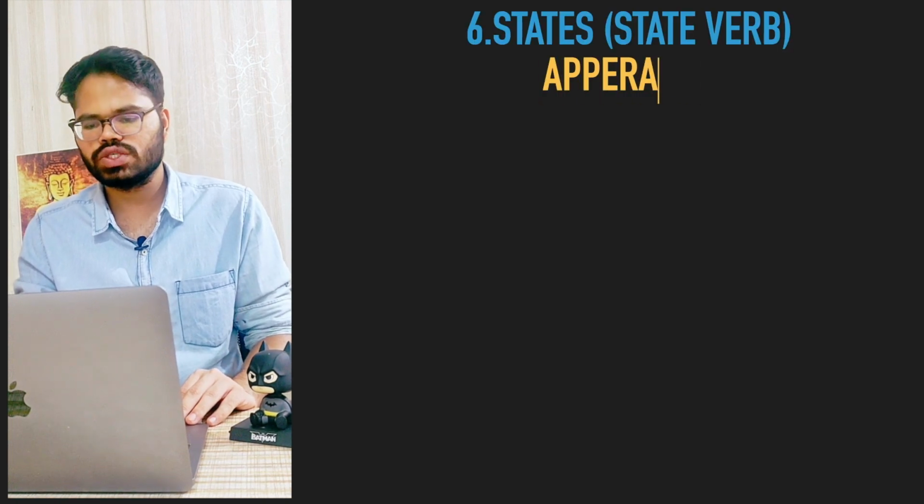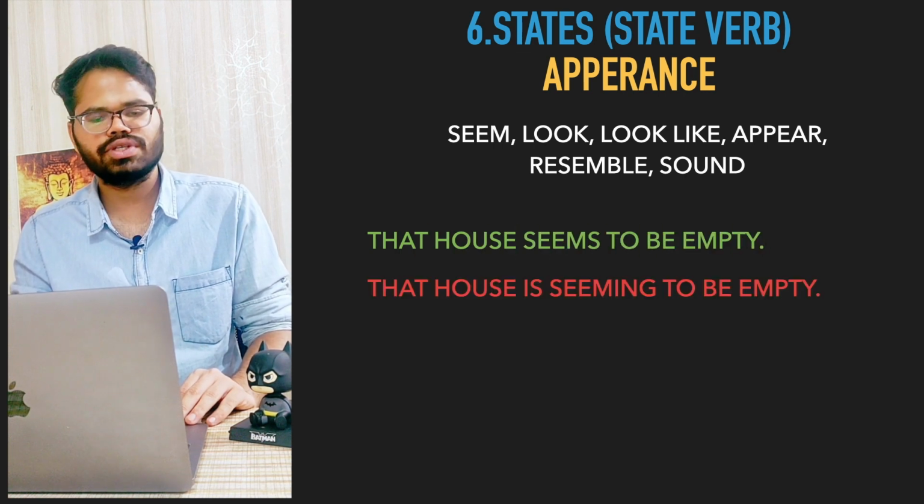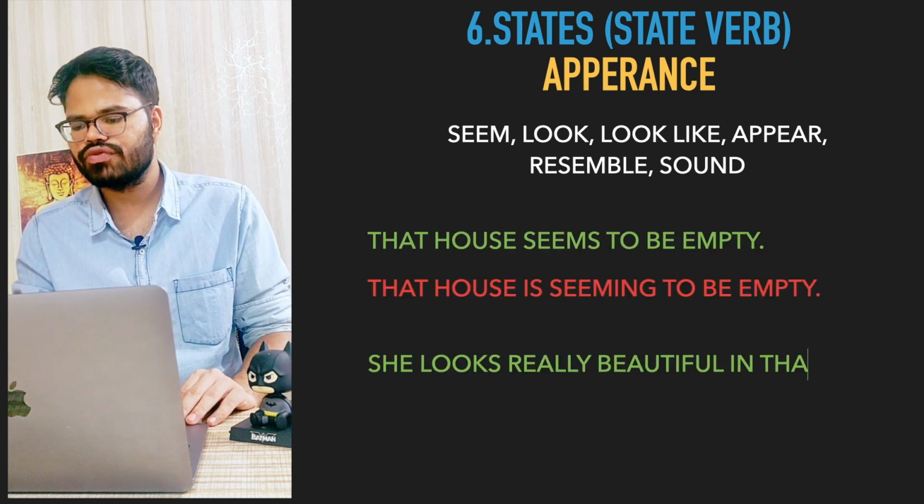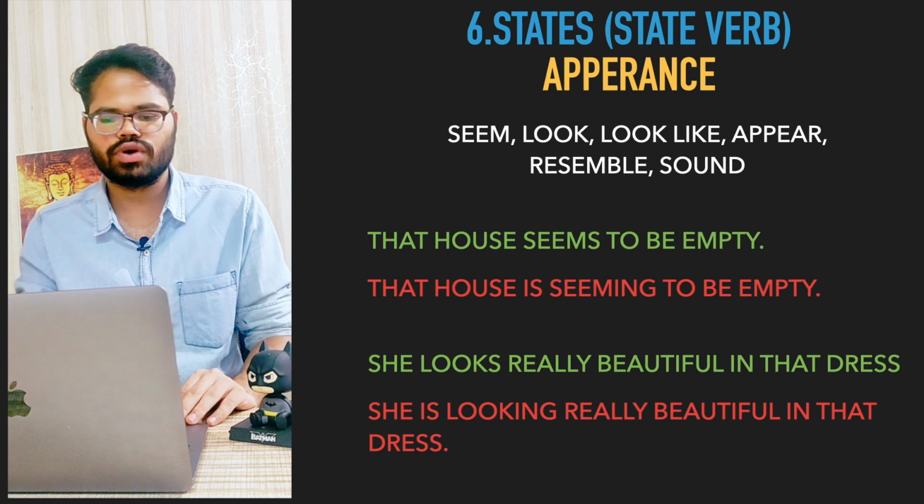Next we have appearance verbs. For example, that house seems to be empty. She looks really beautiful in that dress. I think by now you have understood we won't be using them in continuous form.